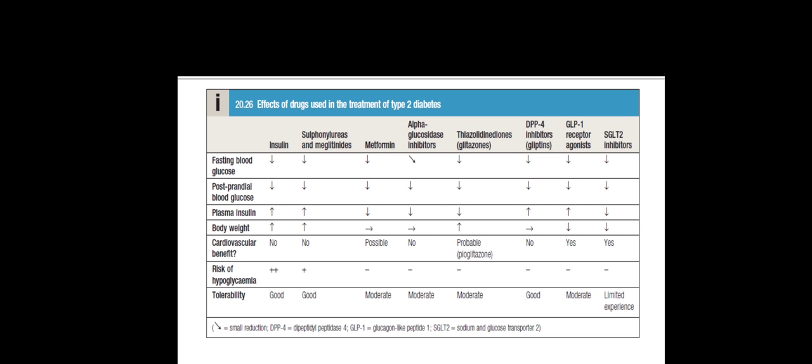Sulfonylureas and meglitinides, as we have already learned, are secretagogues, and therefore they will increase the plasma insulin level. It will produce weight gain and it can produce hypoglycemia, but the tolerability is good. It reduces both fasting blood glucose as well as the postprandial blood glucose.